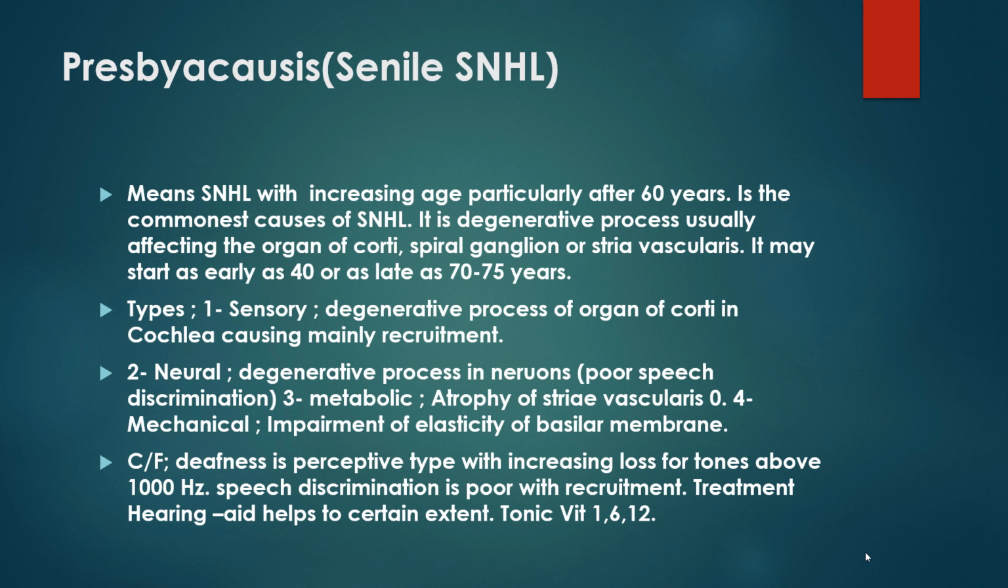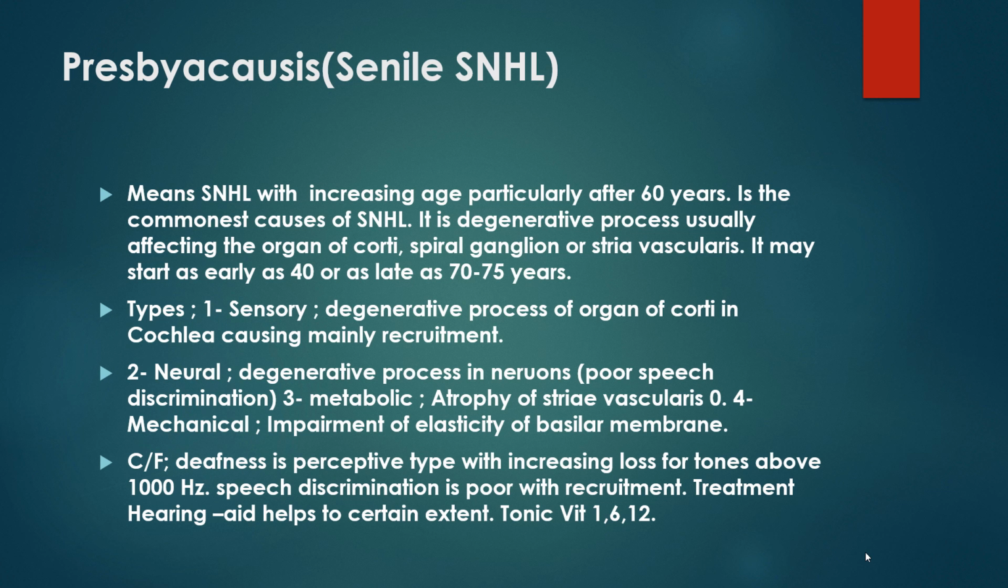Other diseases of the inner ear include presbyacusis, what is called senile sensorineural hearing loss. It means sensorineural hearing loss or impairment with increasing age, particularly after 60 years of life. It is the commonest cause of sensorineural hearing loss. It is a degenerative process usually affecting the organ of Corti, spiral ganglion, or stria vascularis. It may start as early as 40 years or as late as 70 to 75 years of life.